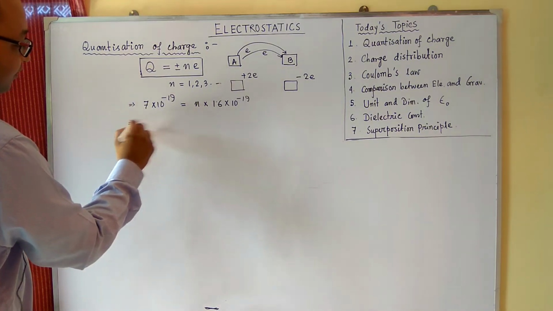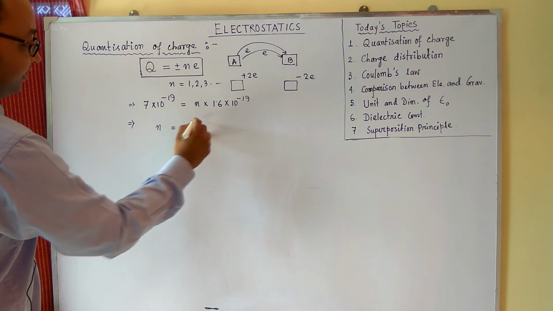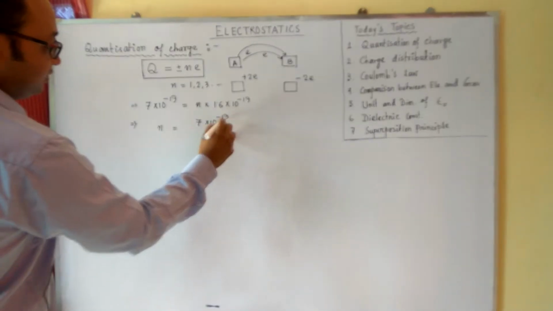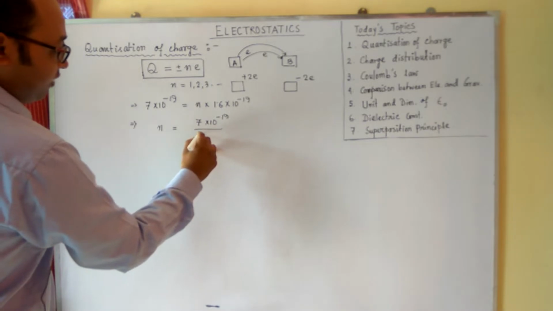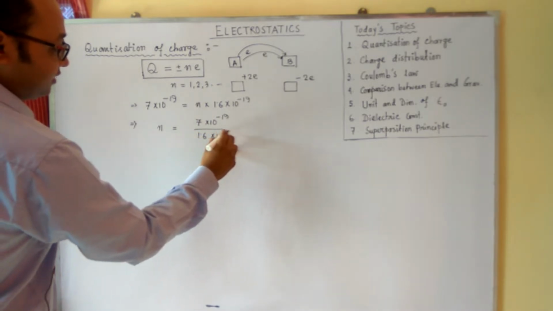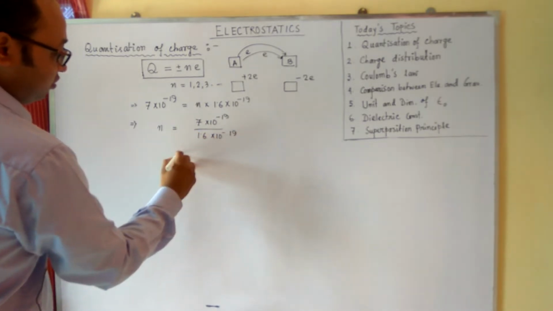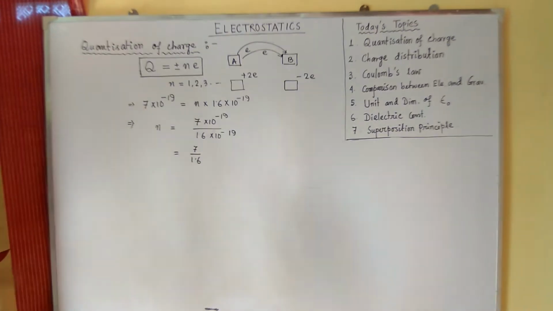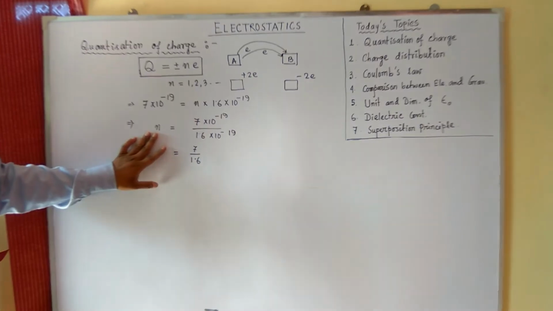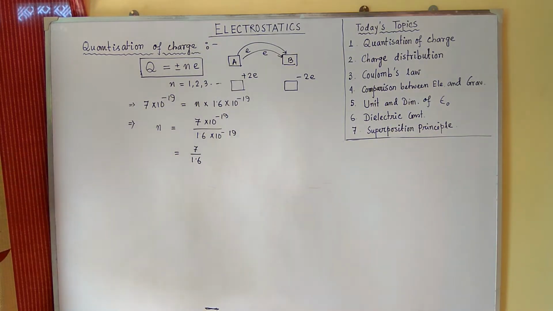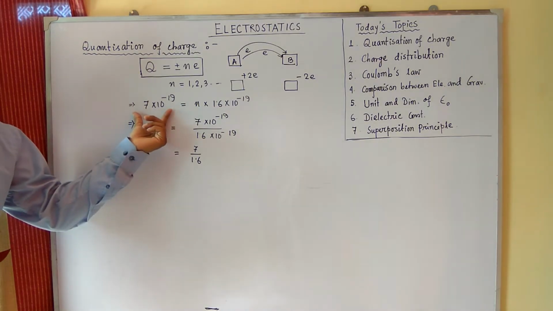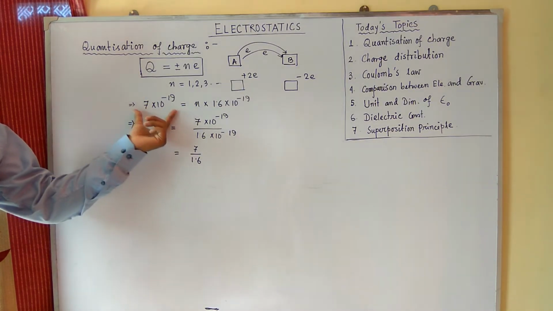So the value of n is equal to 7 into 10 to the power minus 19 upon 1.6 into 10 to the power minus 19. So the value of n actually becomes 7 over 1.6. Now you can see here the value of n is a fraction, it is not an integer. So this amount of charge cannot be given to any body.